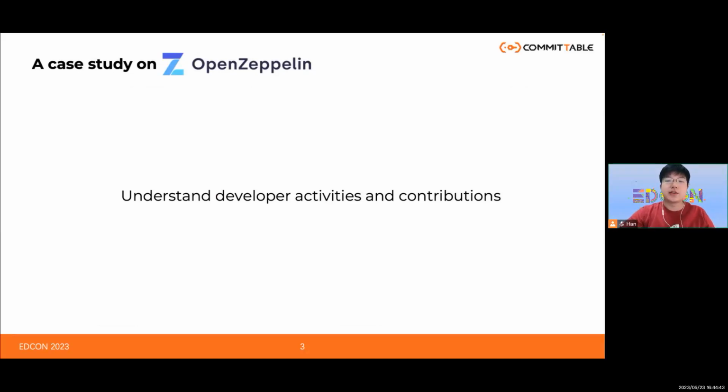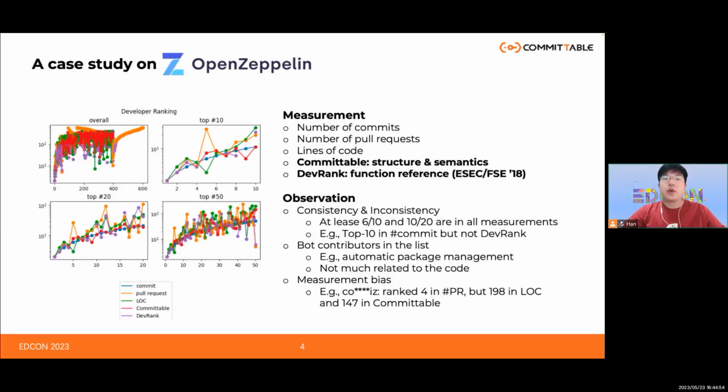So the general goal of this case study goes a little bit further. We would like to systematically understand the developers' activities, contributions, and more importantly, their relationships. We used different measurements to evaluate a developer's contribution in the development process, including number of commits and pull requests, lines of code, and our own Committable measurement based on structure and semantic analysis, and the DevRank measurement that counts references between functions. We identified the top contributors in the case study and analyzed their rankings across different measurements.